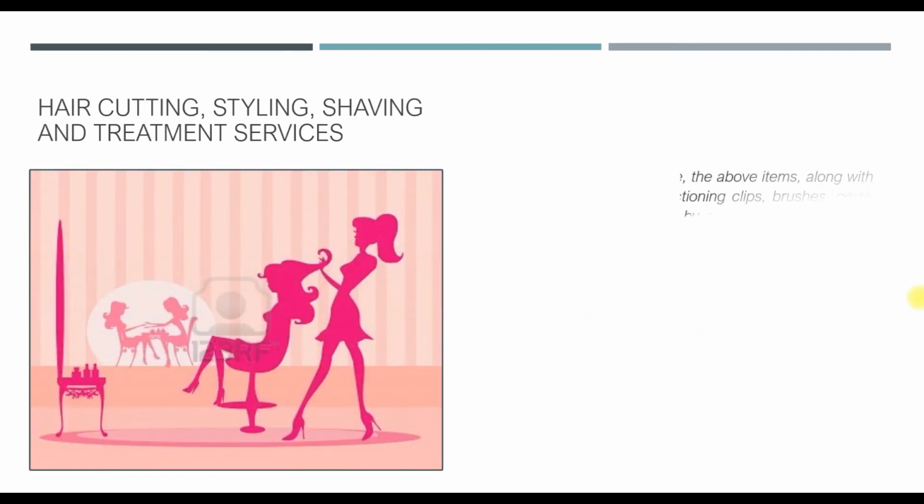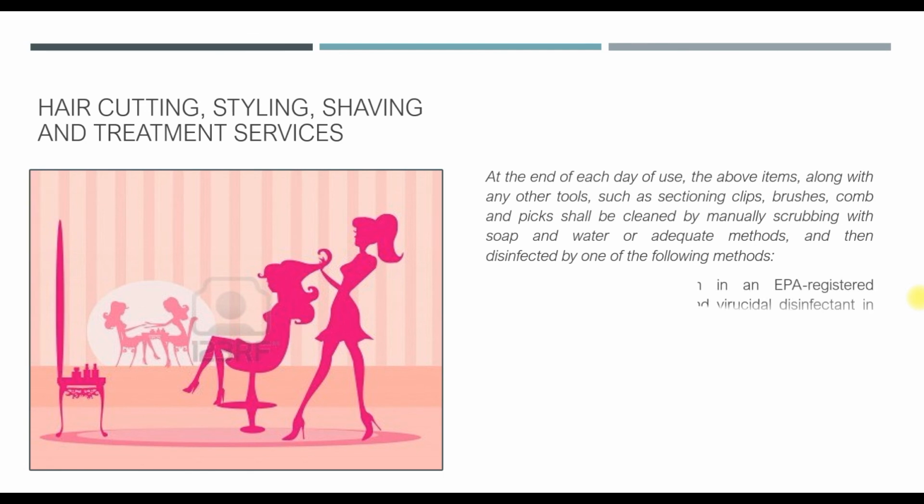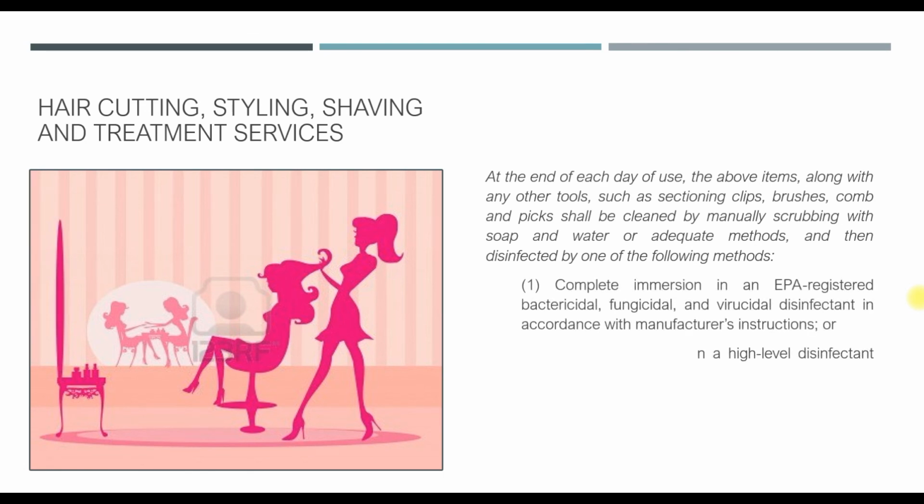At the end of each day of use, the above items, along with any other tools, such as sectioning clips, brushes, combs and picks shall be cleaned by manually scrubbing with soap and water or adequate methods, and then disinfected by one of the following methods. 1. Complete immersion in an EPA-registered bactericidal, fungicidal, and virucidal disinfectant in accordance with manufacturer's instructions, or 2. Complete immersion in a high-level disinfectant chlorine bleach solution.